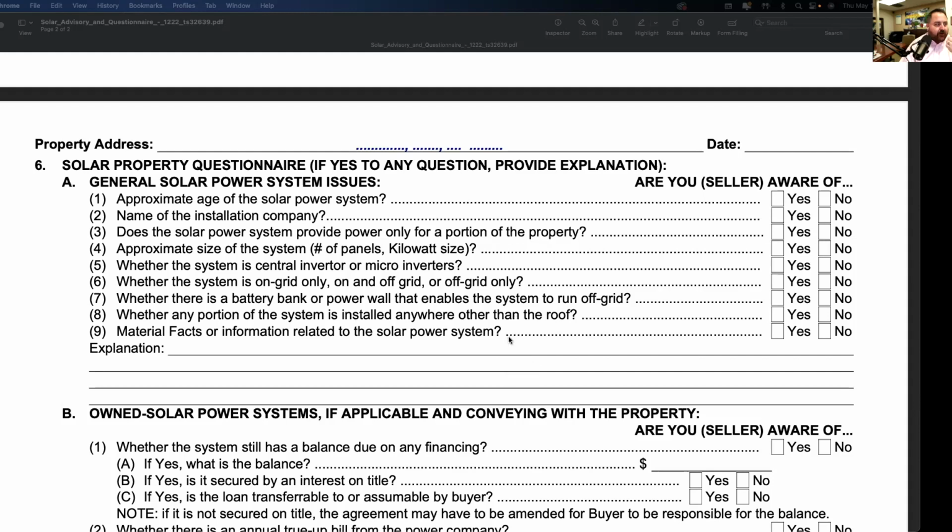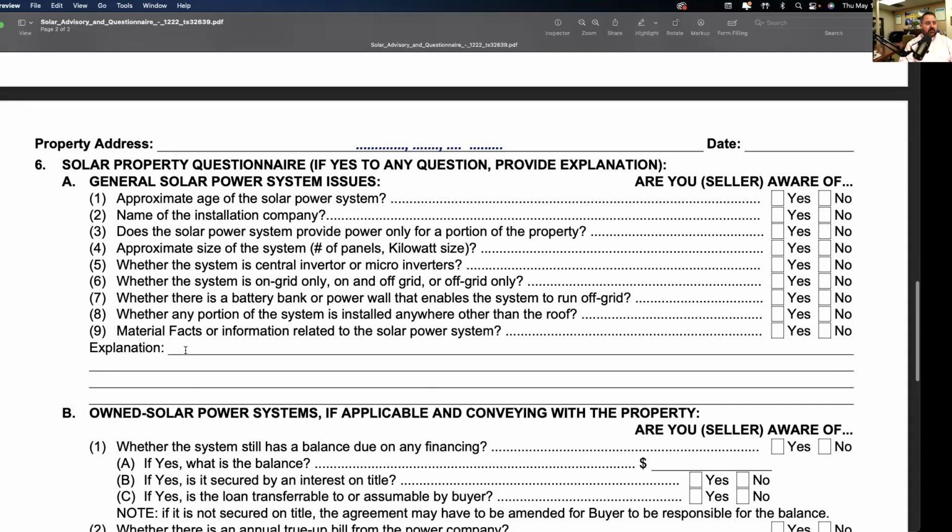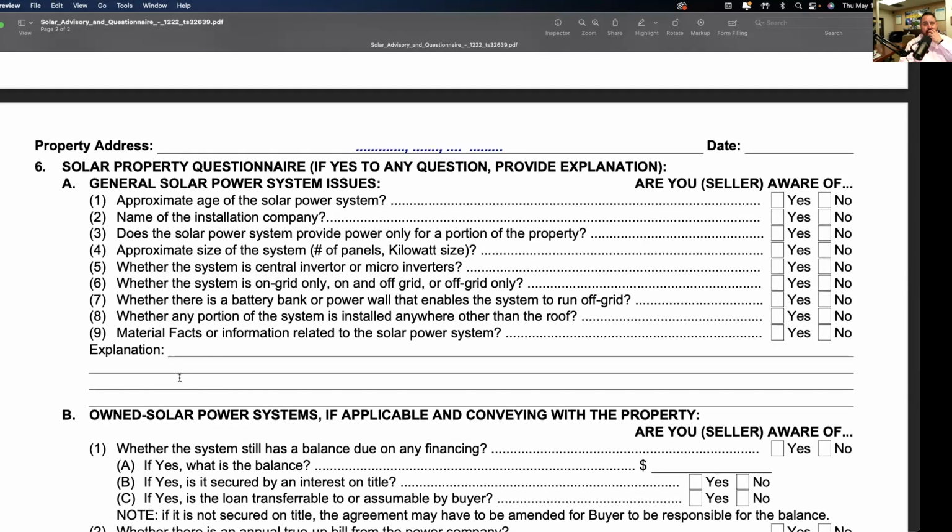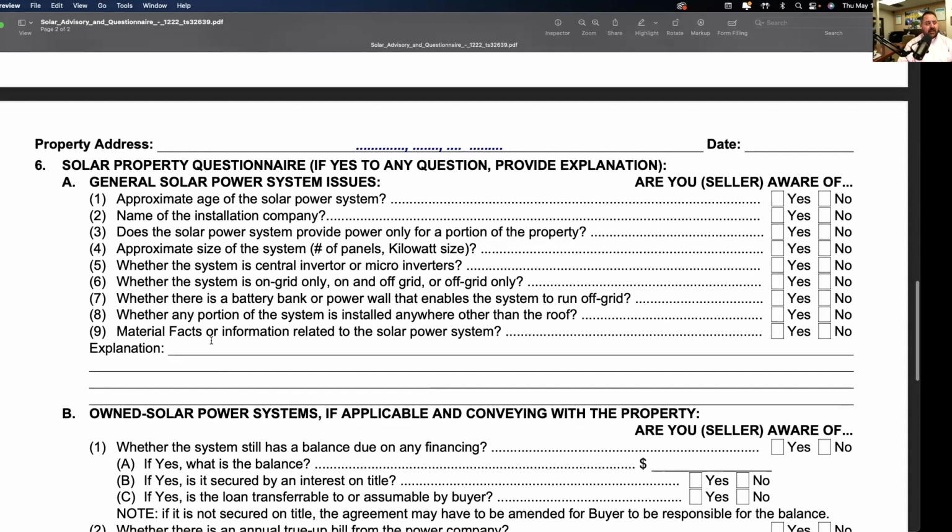Right? Do they have a battery bank? Does it enable the system to run off the grid? Whether any portion of the system is installed anywhere other than the roof? Material facts or information related to the solar power system? Yes or no. They answer those questions. Are you, the seller, aware of any of the following? Yes or no. If they answer yes, then the explanation goes down here in these little sections. If there is more to explain than what exists here, we could put that on an addendum. So you would write "see addendum" right there, and then put all the information on the addendum.